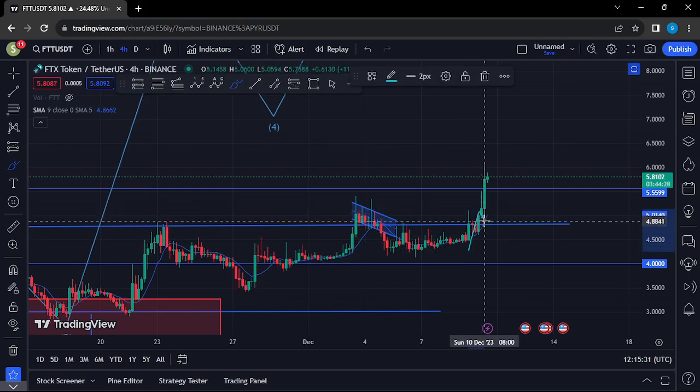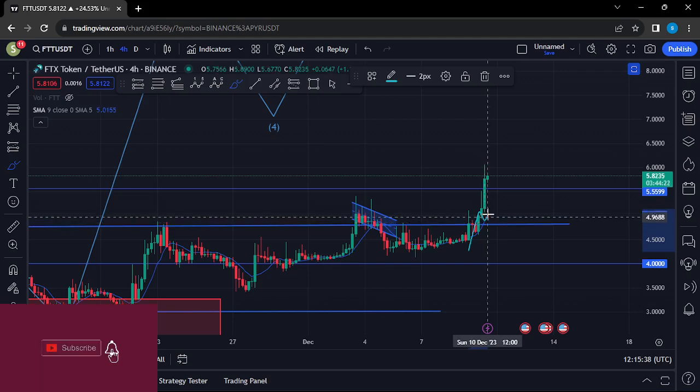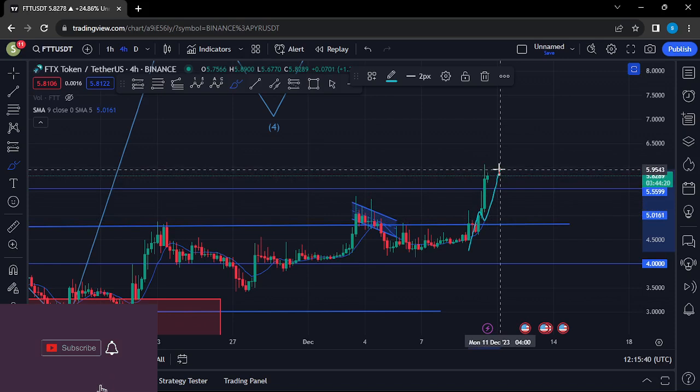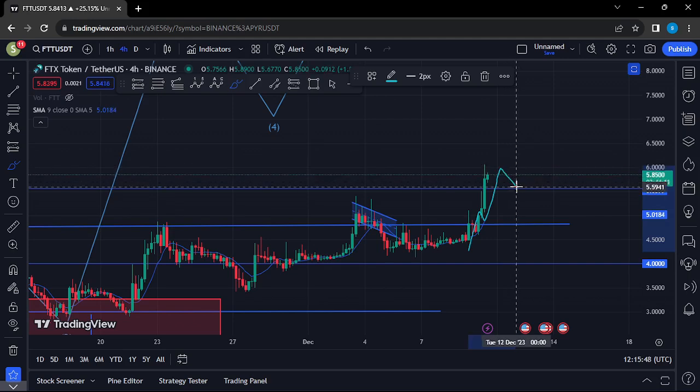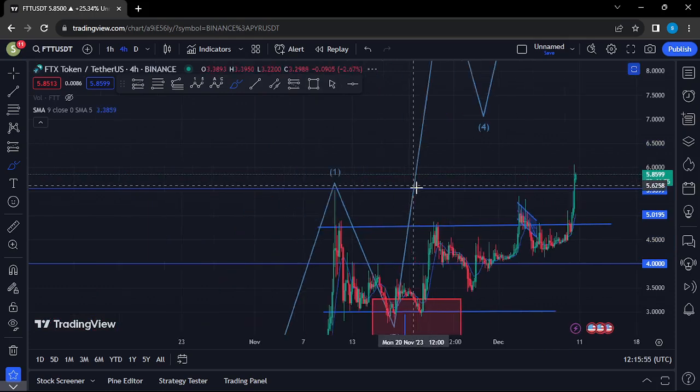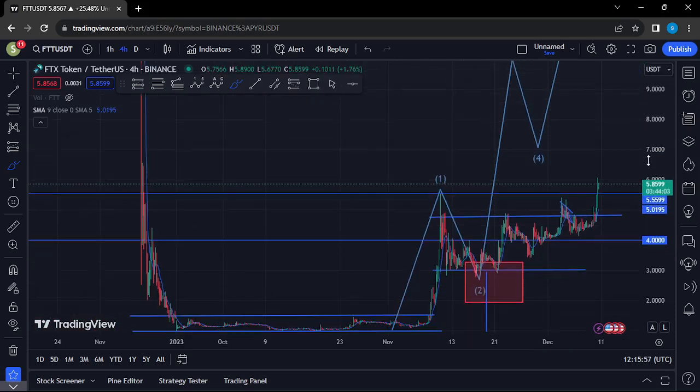We have continued to see higher prices breaking above the significant high above the $5.5 mark, and you can now see that you're still holding above it. There are high chances that in the next coming hours FTT is going to continue unlocking higher prices, get above the $6 mark, and possibly get above the $10 mark, and all that is based on the Elliott wave structures.